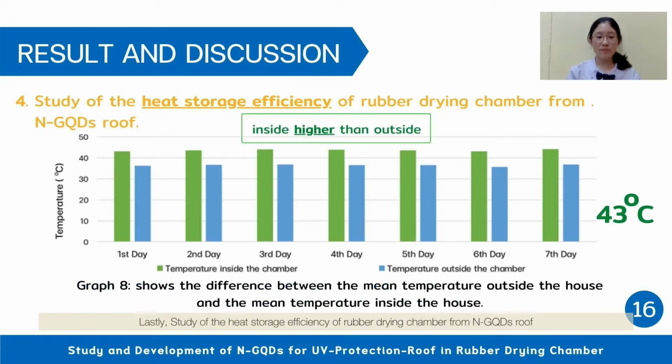Lastly, the study of the heat storage efficiency of the rubber drying chamber from nitrogen doped graphene quantum dots roof. The results showed that the average temperature inside the chamber is higher than outside at roughly 43 degrees Celsius, which is the appropriate temperature for drying rubber sheets.